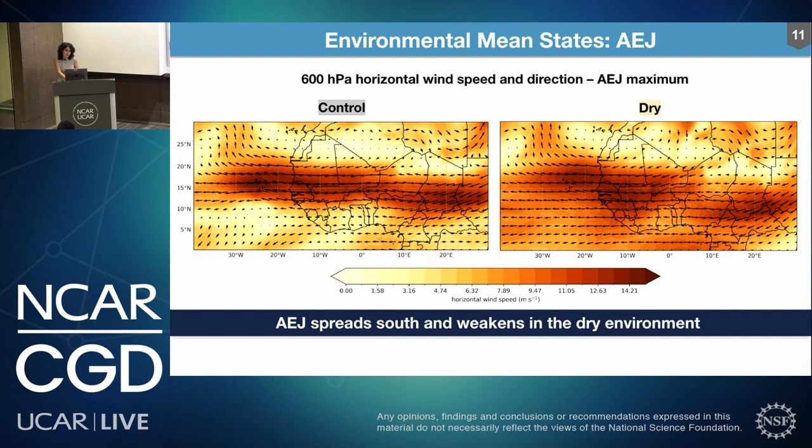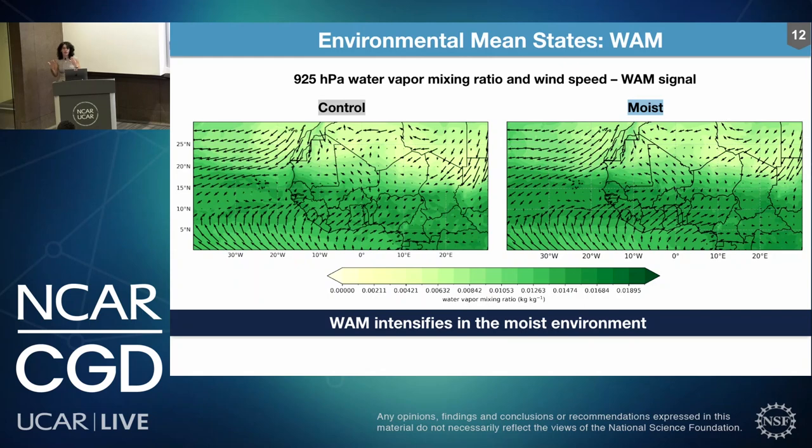Now we want to examine our second atmospheric phenomenon that can affect cloud formation over the African region. And this was the West African monsoon. Here, this is lower, closer to the surface in terms of altitude. The green contours show the amount of water vapor available in the atmosphere, and the vectors mean the wind speed. The southwesterly is the signal of the West African monsoon.